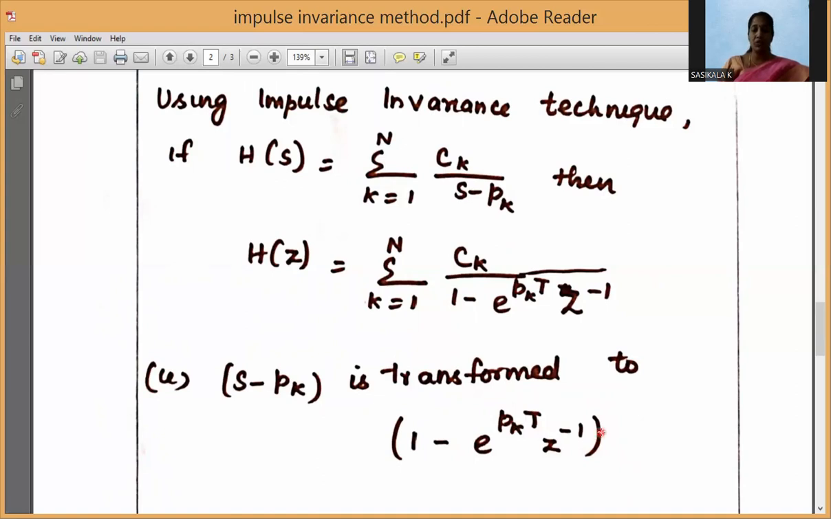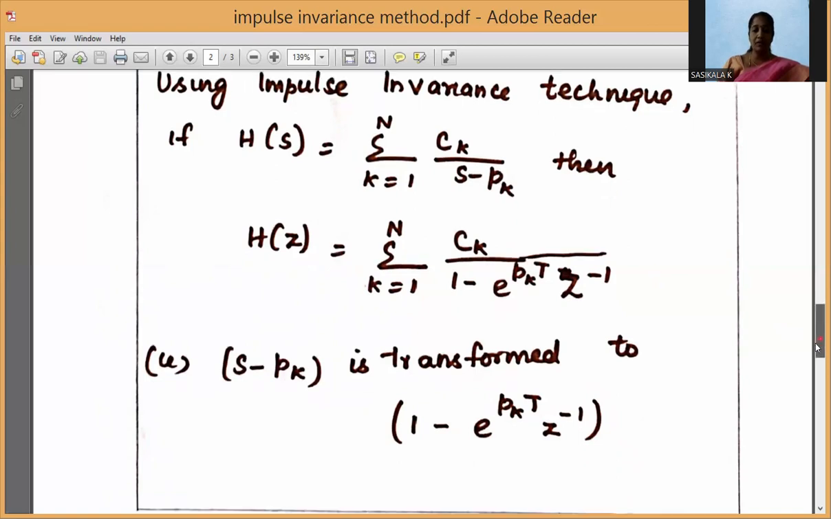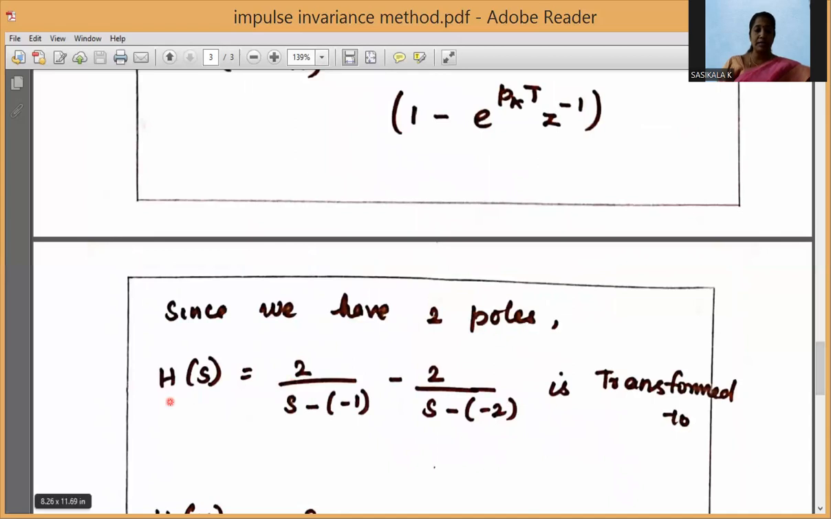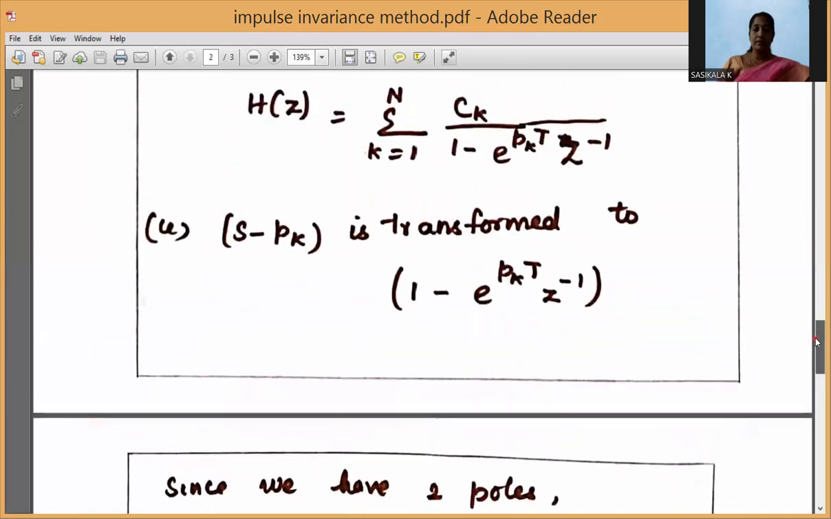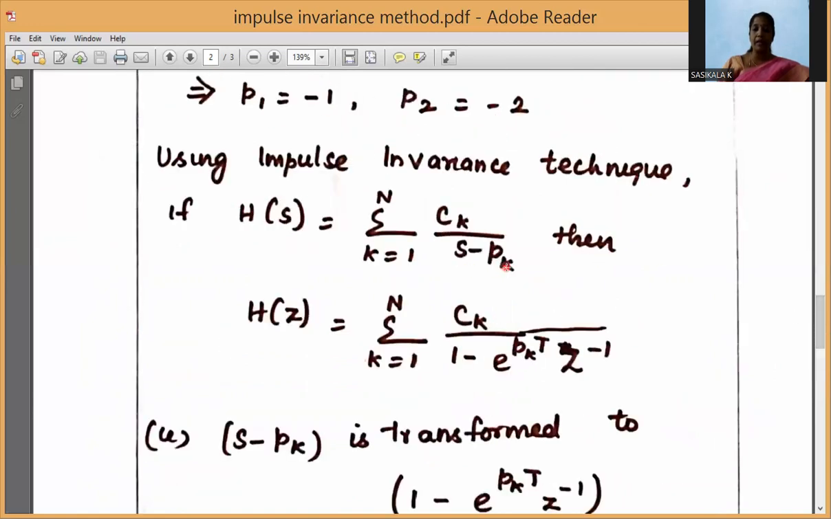So here I'm having two poles, that is p1 and p2. So k value is 1 and 2. Since we have two poles, H(s) is equal to 2 divided by (s minus of minus 1), minus 2 divided by (s minus of minus 2). This is written as the summation of k varies from 1 to 2, c_k divided by (s minus p_k). Okay, so H(s) is like this.